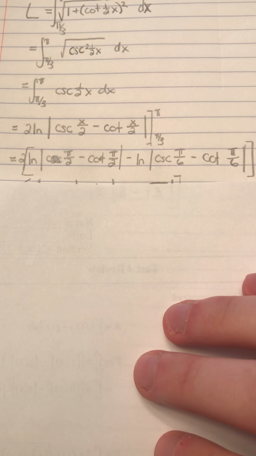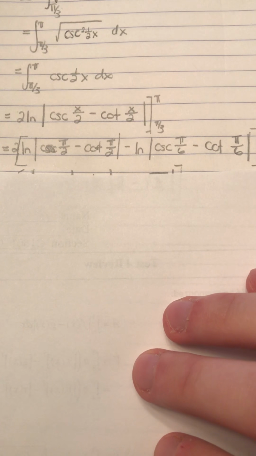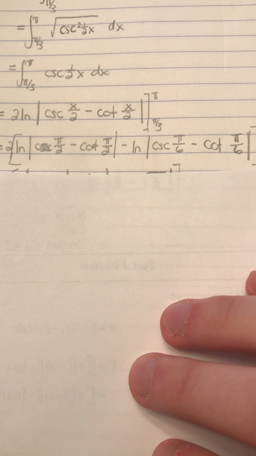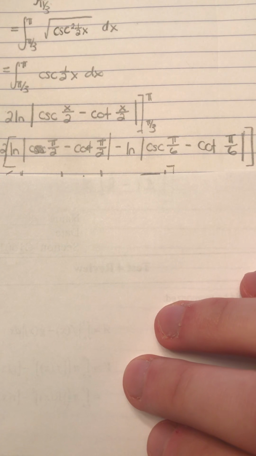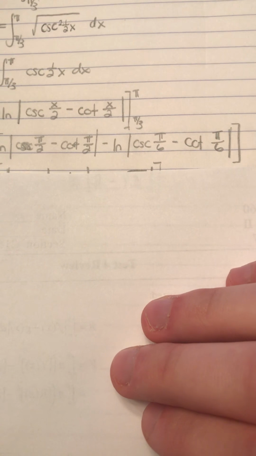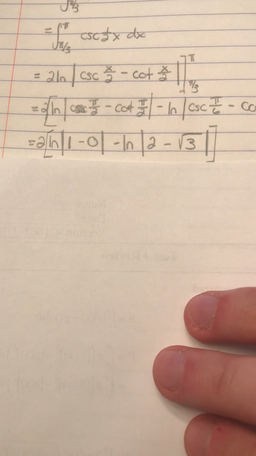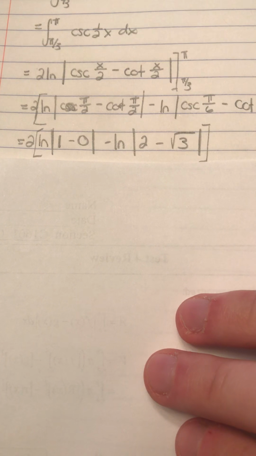And we get 2 brackets ln absolute value of cosecant pi over 2 minus cotangent pi over 2, minus ln absolute value of cosecant pi over 6 minus cotangent pi over 6. And you get 2 ln of 1 minus 0, minus ln of 2 minus square root of 3.